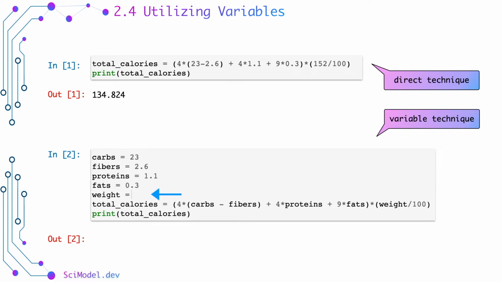For example, suppose you want to change the value of weight from 152 to 120 grams. Then, you do not need to change all values or even the line of code corresponding to the total calories equation, except for the value of weight variable. The result will be updated once you rerun the code.